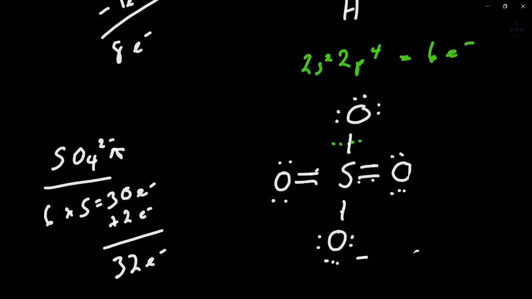Nothing has crazy octets. The only thing that we needed to know for this particular one is that sulfur can have what we call an expanded octet. So with phosphorus, sulfur, and those kinds of atoms, a lot of times you'll see them with expanded octets or expanded octet valence. So this is actually the correct structure for the sulfate ion.